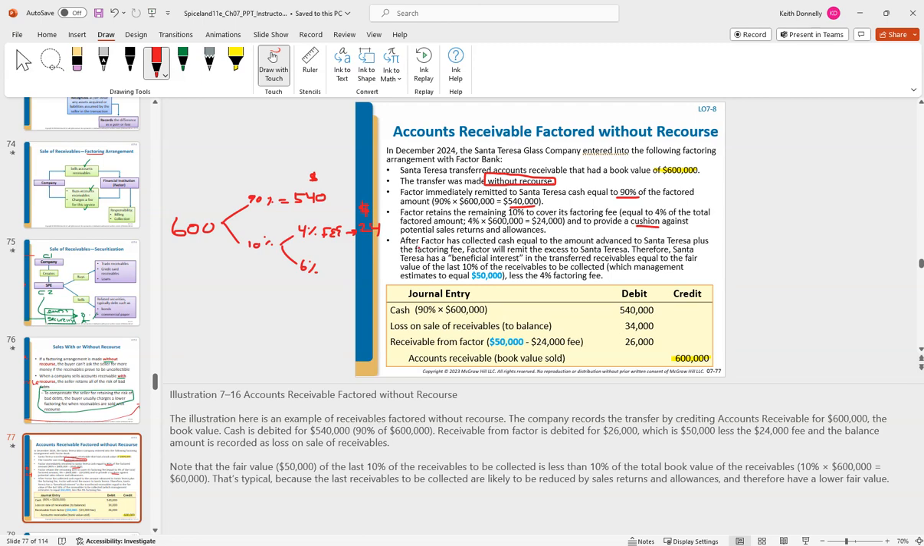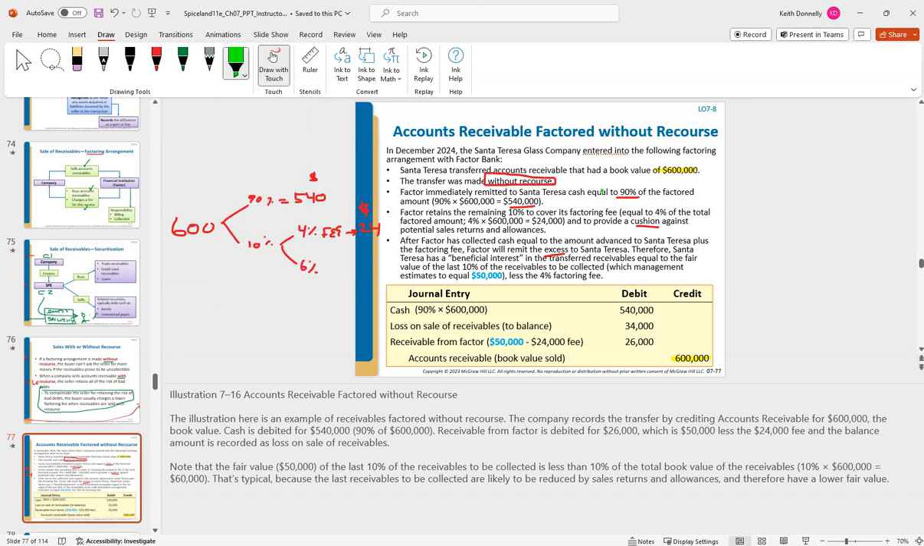Then it says, after the factor has collected the cash equal to the amount advanced to the business plus the factoring fee, they will then remit the excess to the company. Accordingly, the company has a beneficial interest in the transferred receivables equal to the fair market value of the last 10% of the receivables to be collected, which management estimates to be equal to $50,000 less the 4% factoring fee. So let's unpack this bit by bit.